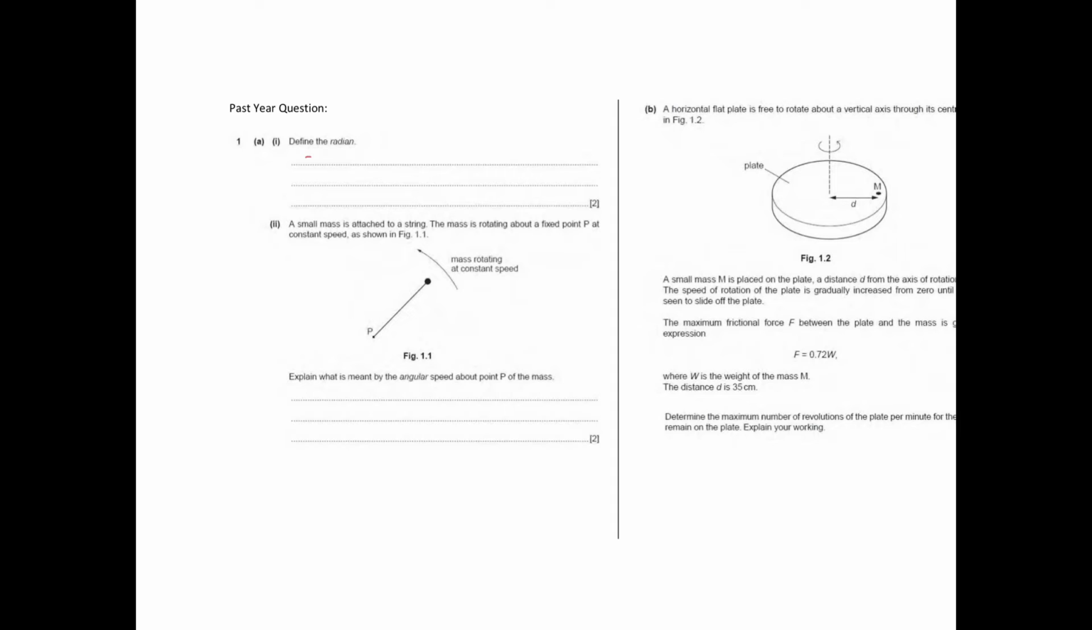Okay, so here I write down, it is the angle subtended at the center of circle. Okay, this is the first point. By an arc equal in length to the radius of the circle. So that is the meaning of the radian. Okay, let us move on.